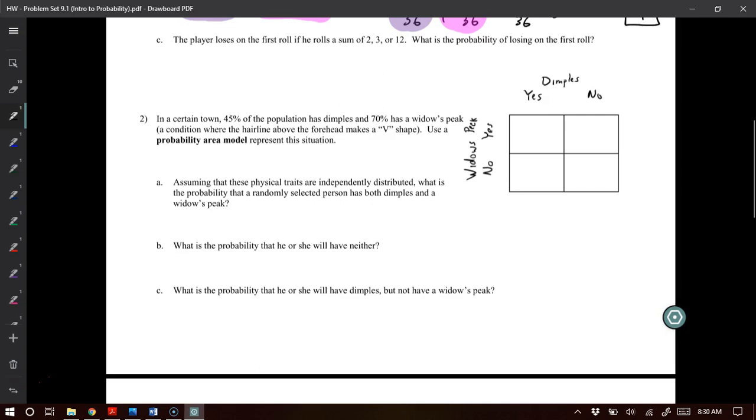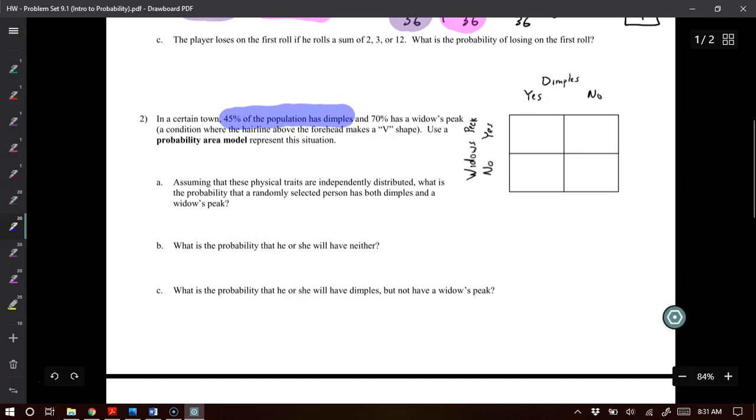Assuming these physical traits are independently distributed, what is the probability that a randomly selected person has both dimples and a widow's peak? Okay, so now we're going to use some information given to us in the problem. We are told that 45% of the population has dimples. So if I were to think about that, yes, they have dimples would be 45% right here. So what I'm going to do is write 0.45 right here. Well, if 45% have dimples, what percent don't have dimples? And that would be 55%.